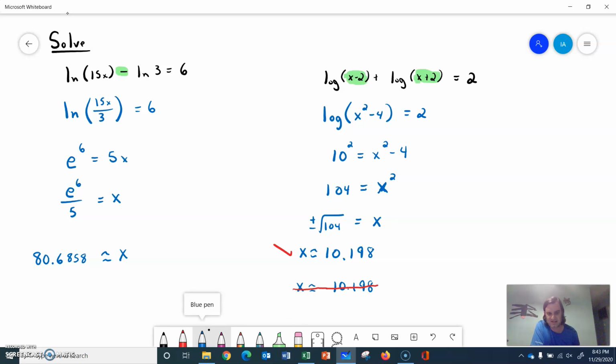Okay, let me make sure that negative still looks like it's there. Okay, so we only get one answer out of this. All right, so be very careful when you get an answer. Kind of look back and see if it works. So if we went back to the first one here, the 80 times the 15 definitely gives us a positive number. It's not a problem.